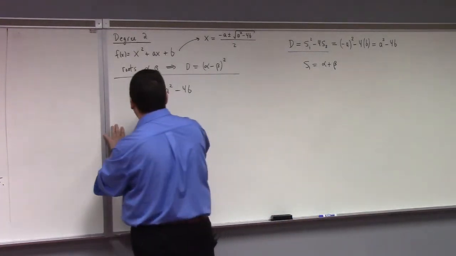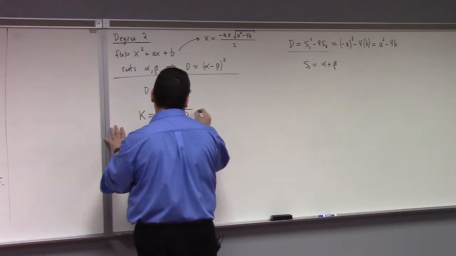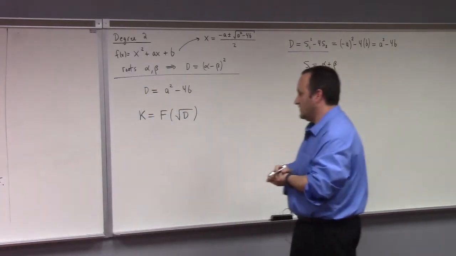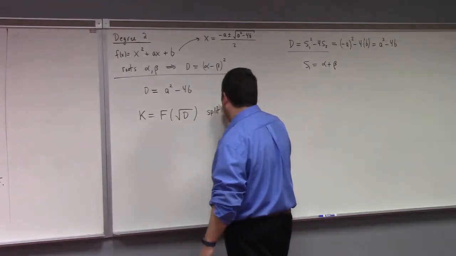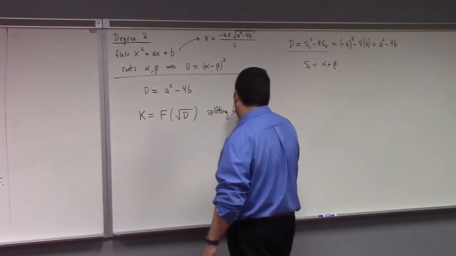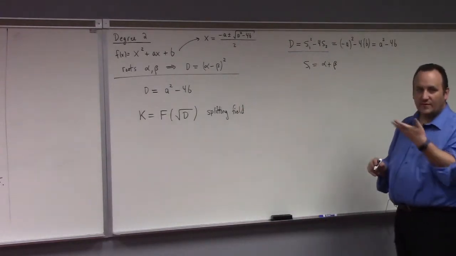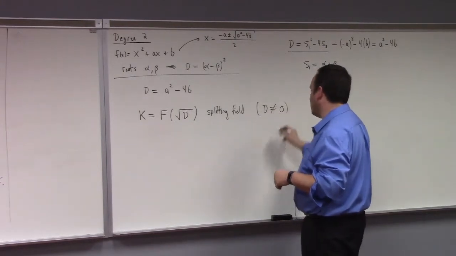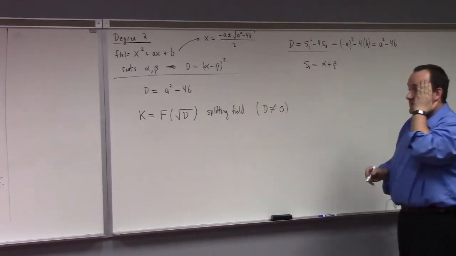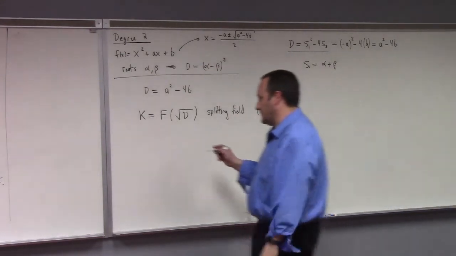So if I call K the splitting field, it's just F adjoin the square root of D, right? This serves as a splitting field. I'm assuming D is not equal to 0 to make it interesting. So if D is not equal to 0, what are the automorphisms? How would you describe automorphisms? What does Aut K look like?